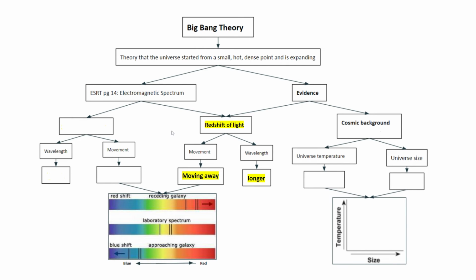Let's write this down. An evidence of the Big Bang Theory is redshift of light, where all objects in the universe are starting to move away from us because the wavelength of light is getting longer as the universe is expanding. So, if we're comparing the electromagnetic spectrum of an element, say hydrogen, that same element's electromagnetic spectrum coming from a receding galaxy, meaning a galaxy moving away from us, will look like it's shifting more towards the red because the wavelength of light is expanding.